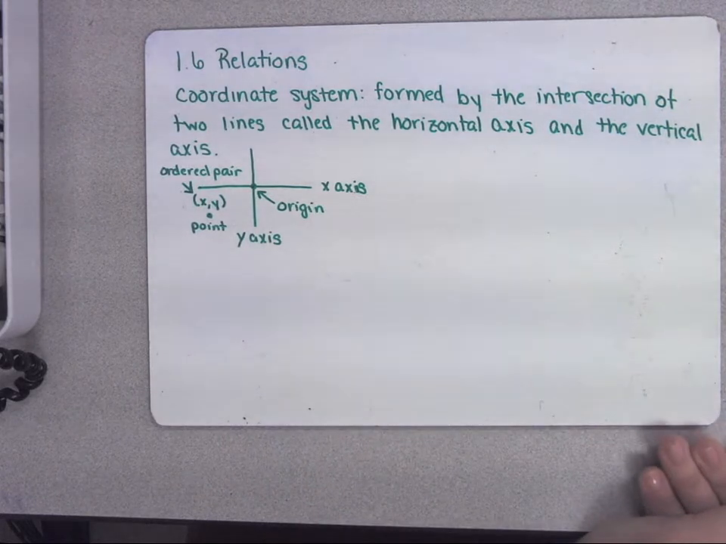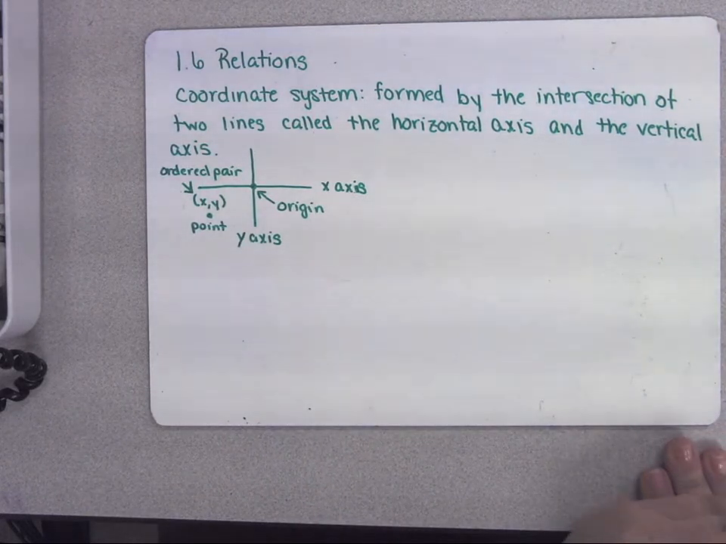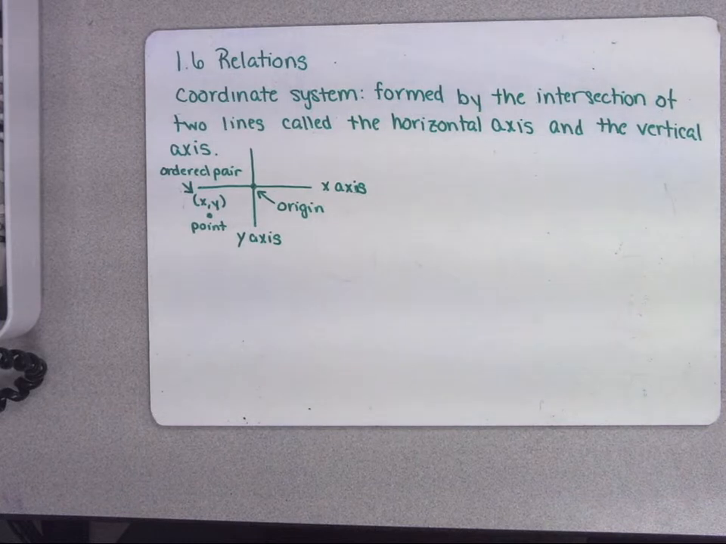All these words are things we need to know. So an ordered pair is just when they give you a point, but they give a specific amount. So in the parentheses, 2 comma 3, that's an ordered pair, okay?